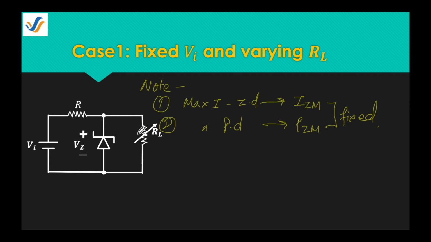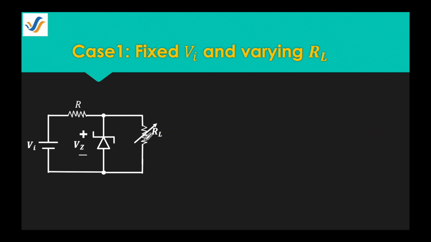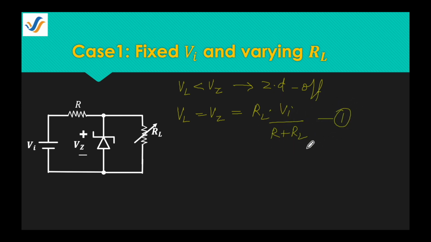Now let's focus on the circuit. It is obvious from this circuit that too small a load resistance will result in a load voltage less than the Zener voltage, which will make the Zener diode turn off. Now let's find this minimum load resistance. For this, using equation 1, that is VL is equal to VZ, which is the product of load resistance with VI upon R plus RL. This is our equation 1. From this, we will find the minimum load resistance, and it is given by equation 2.